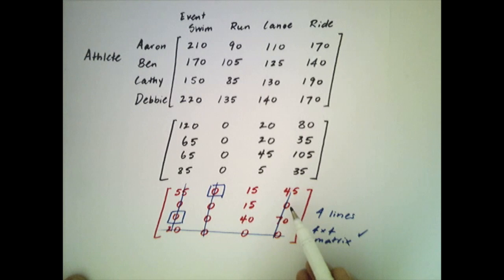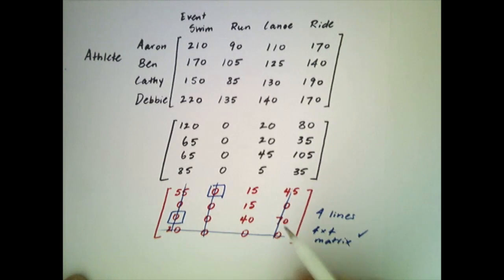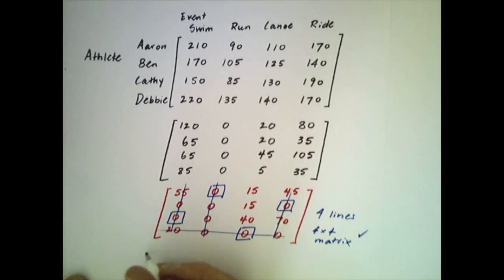Now in row 2, there are 3 zeros, but the zeros in column 1 and 2 have been used up. We have to go with the 0 in column 4. And the last row, there's no choice. We have to go to the 0 in column 3. And they match our solution.